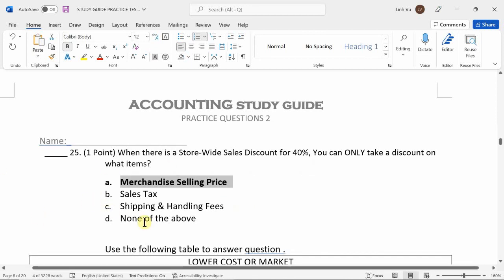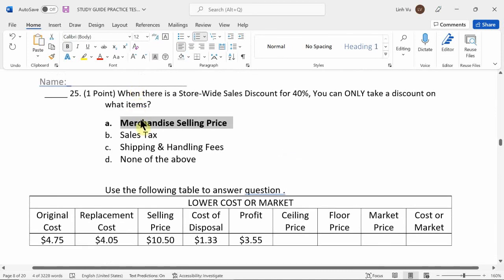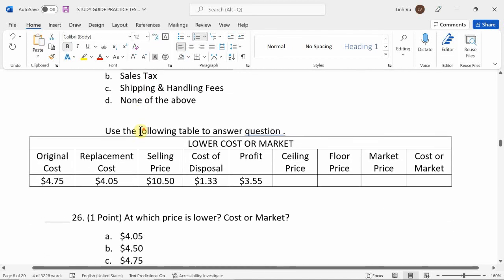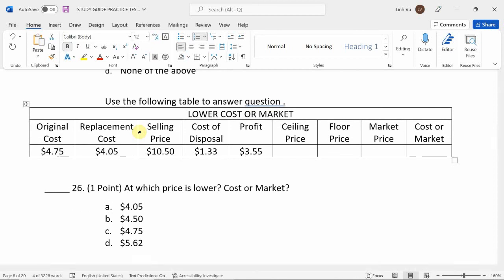But in this case, from a customer standpoint, can you discount shipping? No. Okay, so take that example when I said if you go to FedEx and ask for a discount, they're going to laugh at you. All right, so this question number 6 here, use the following table to answer the question, okay?